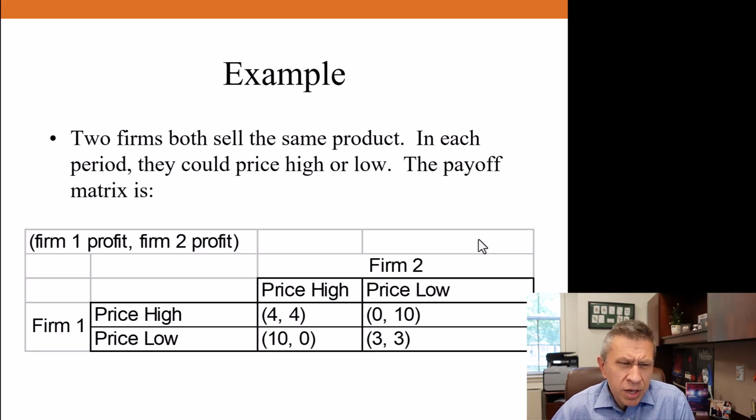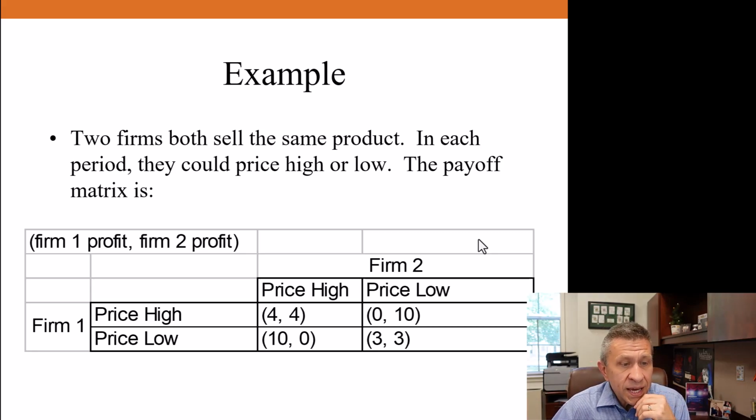If you look at the payoff matrix, pricing high gets a payoff of 4 in each period. Pricing low gets a payoff of 3 in each period. Cheating on the agreement, though, gets you, if both are pricing high and one firm decides to price low, they get a payoff of 10.